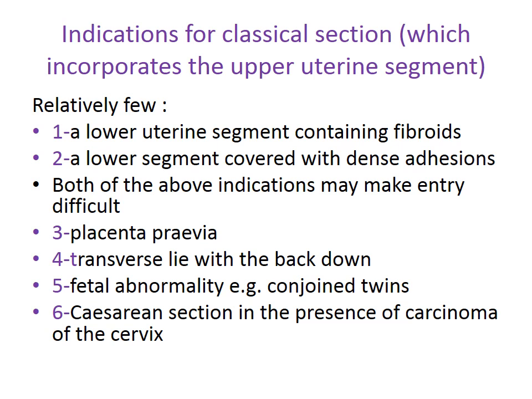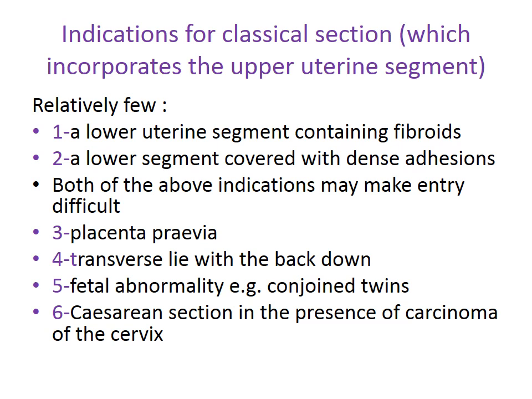While the second type of uterine incision, that is known as the classical one, as I said, is a vertical incision that is done through the upper uterine segment. This has relatively few indications. These include when there is a uterine fibroid in the lower uterine segment, or when the lower uterine segment is covered with dense adhesions, making entry into the uterine cavity difficult. Because both of these situations will make any incision in the lower uterine segment much more difficult to be done.